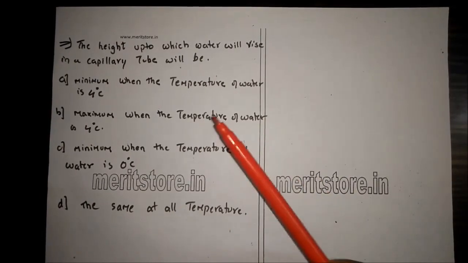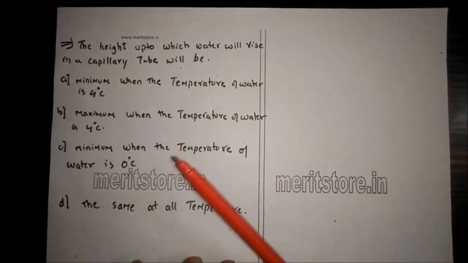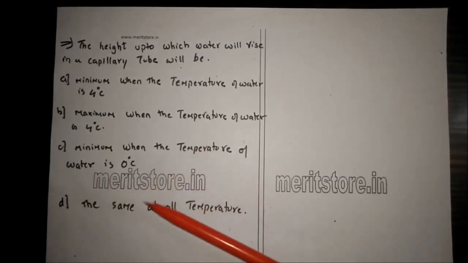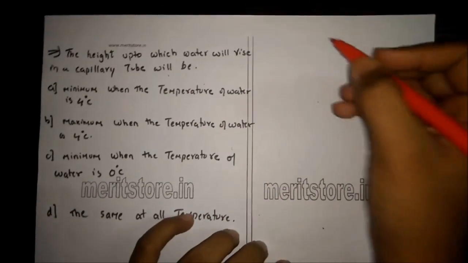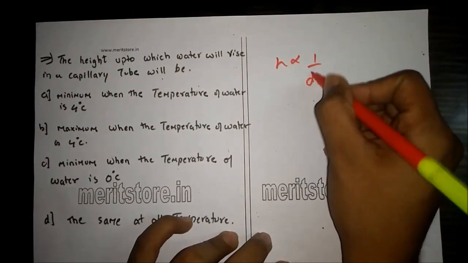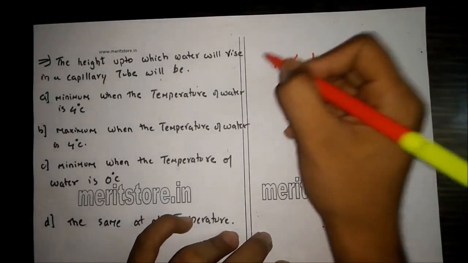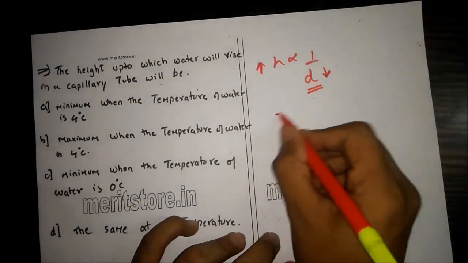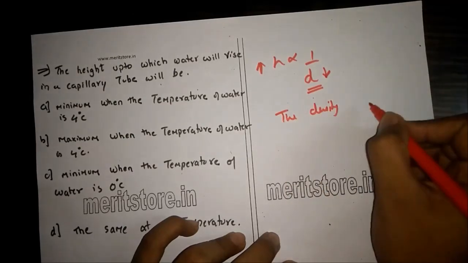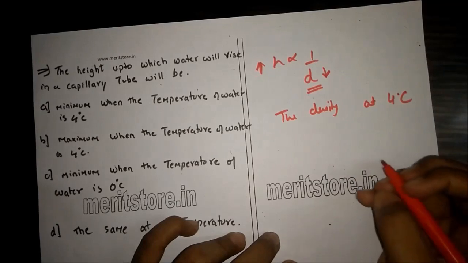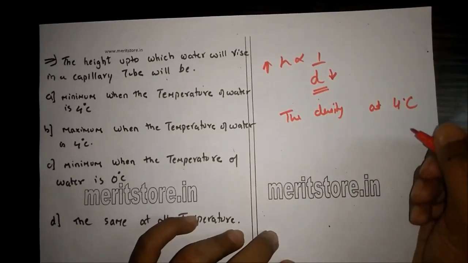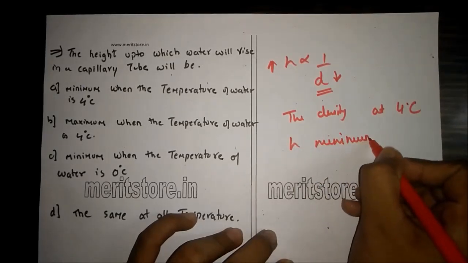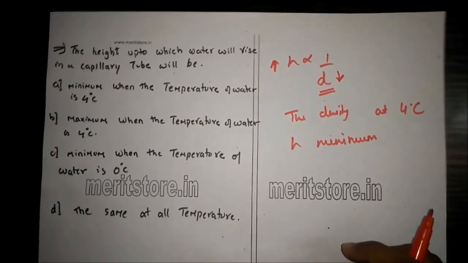The height up to which water will rise in a capillary tube will be: A, minimum when the temperature of water is 4 degrees; B, maximum when the temperature of water is 4 degrees; C, minimum when the temperature of water is 0 degrees; D, the same at all temperatures. Now, h is inversely proportional to the density. Therefore, if density decreases, h will increase. Therefore, for h to increase, density should be the minimum. Now, the density of water is maximum at 4 degrees Celsius. Therefore, if density is maximum at 4 degrees Celsius, the height will be minimum at 4 degrees Celsius. Therefore, here the correct answer will be option A, minimum when the temperature is 4 degrees Celsius.